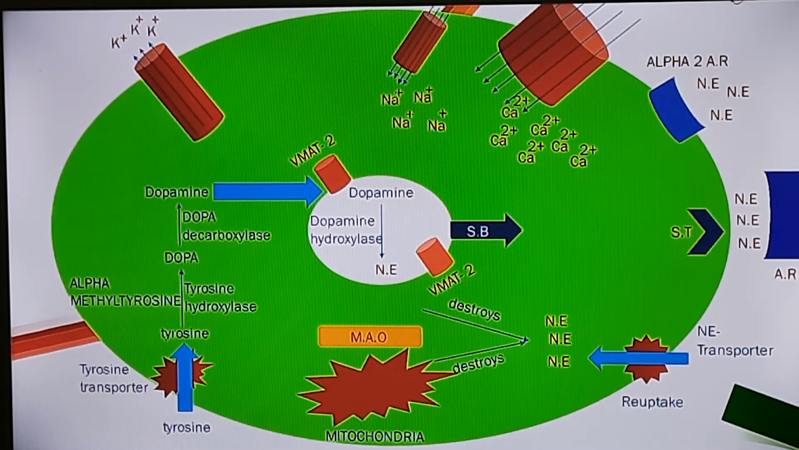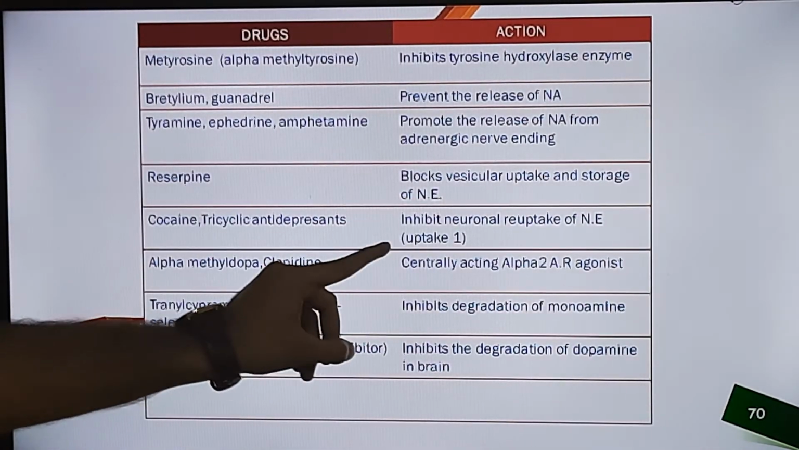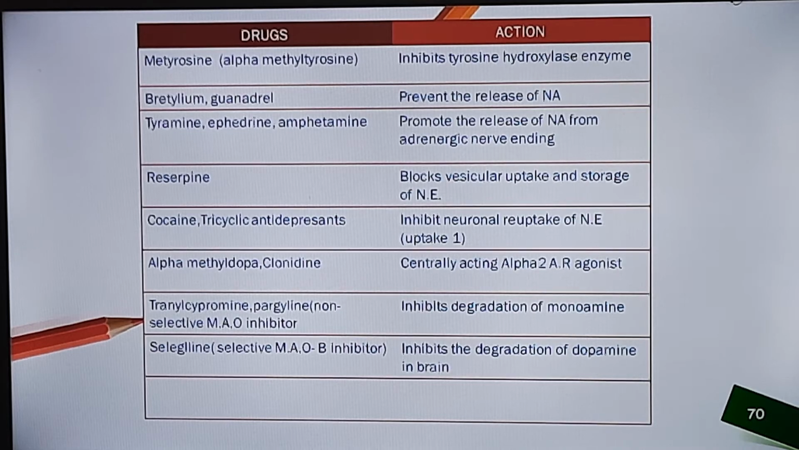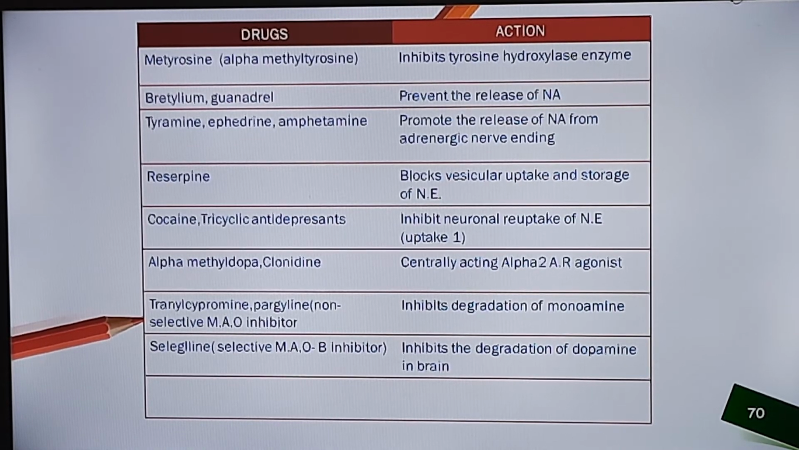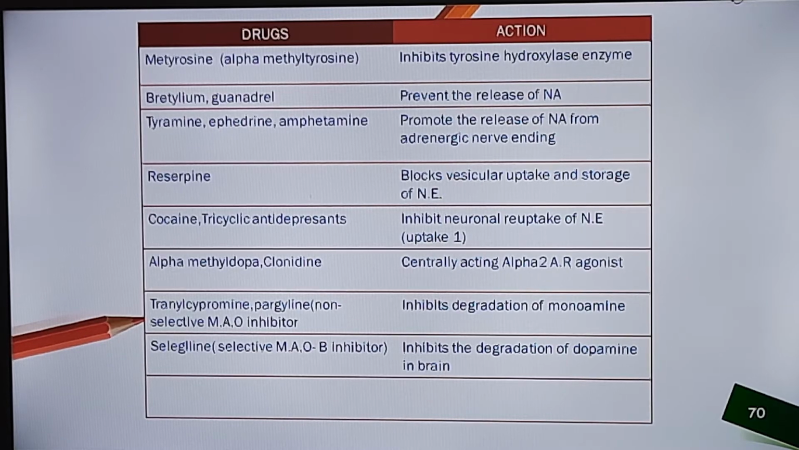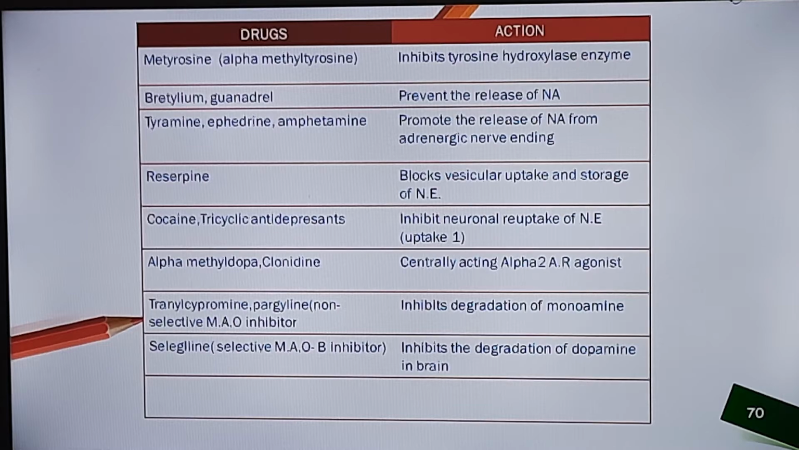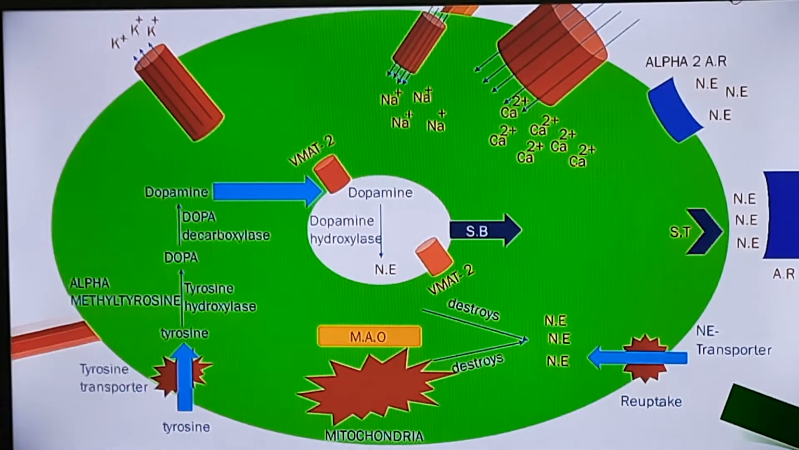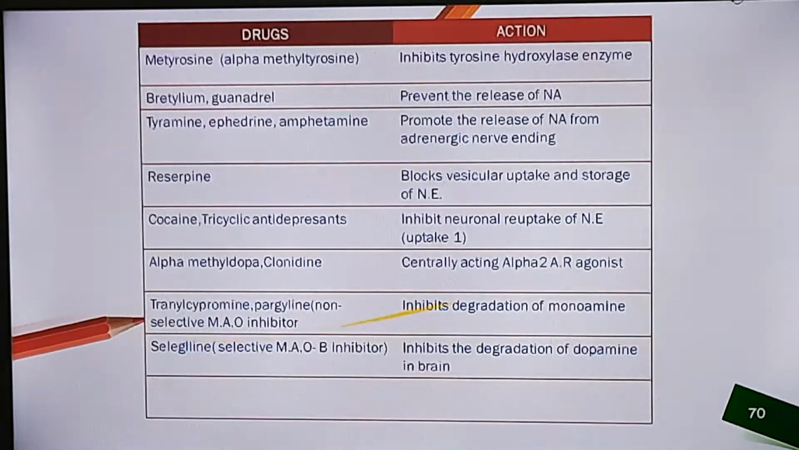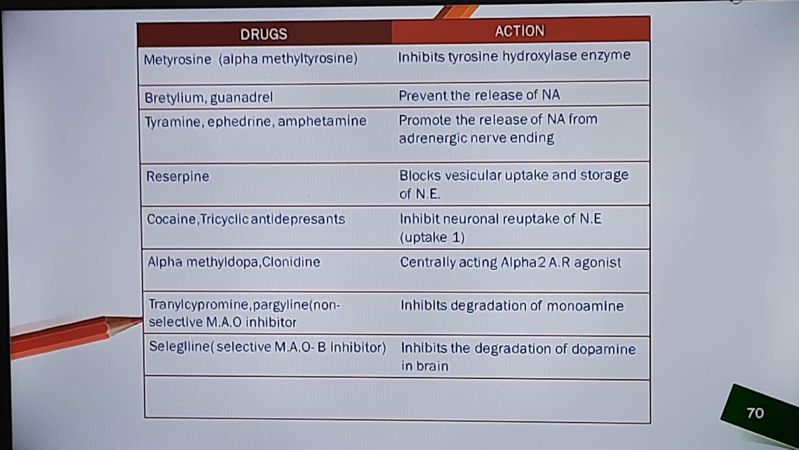So we have two main drugs which block this uptake, or reuptake, mechanism. We have mainly cocaine and also tricyclic antidepressants. There are some drugs which can stimulate this alpha 2 adrenergic receptor, and the names of those drugs are clonidine and alpha methyl dopa.